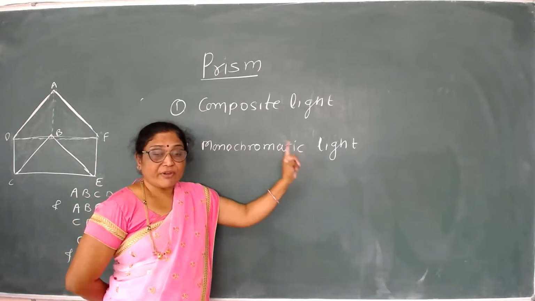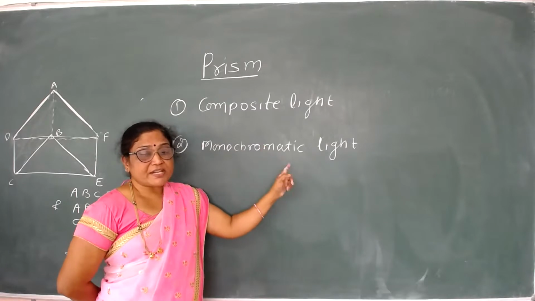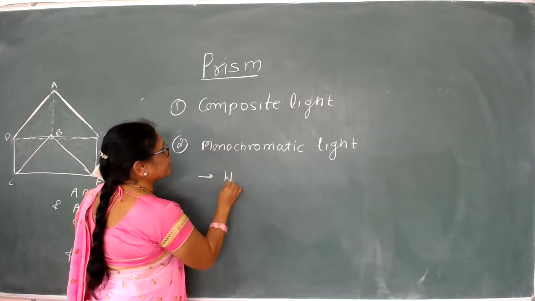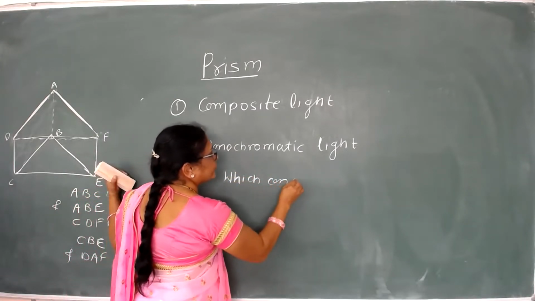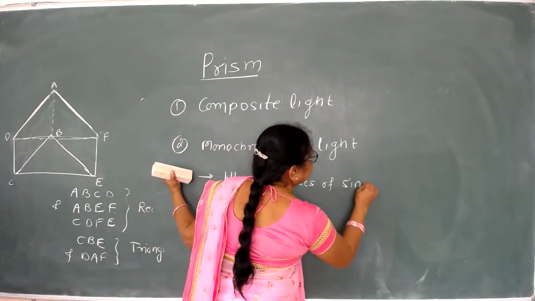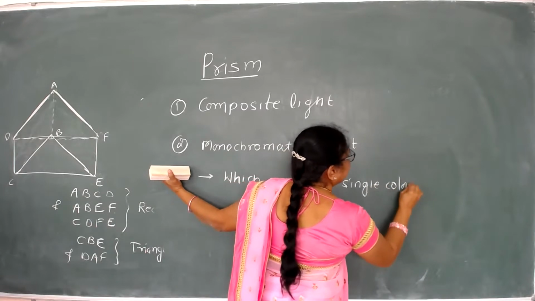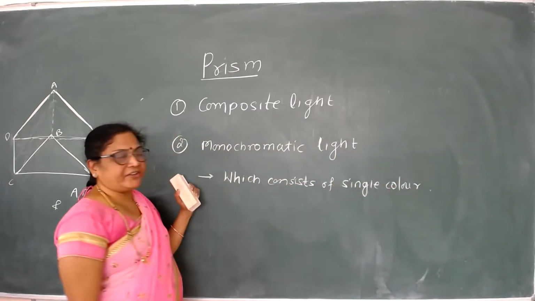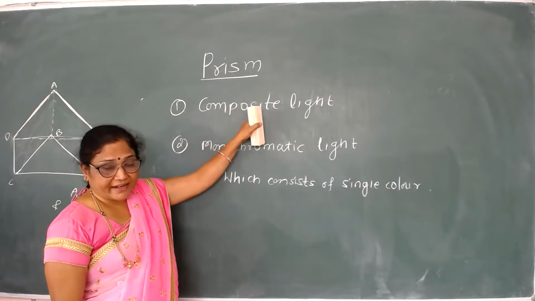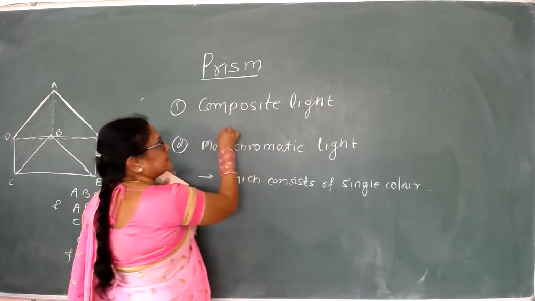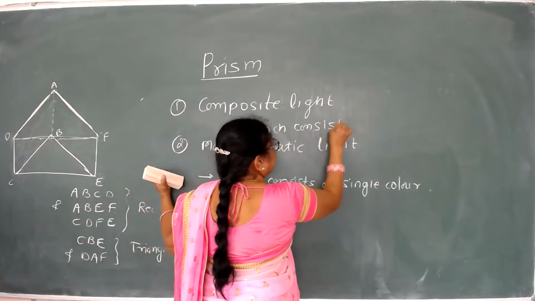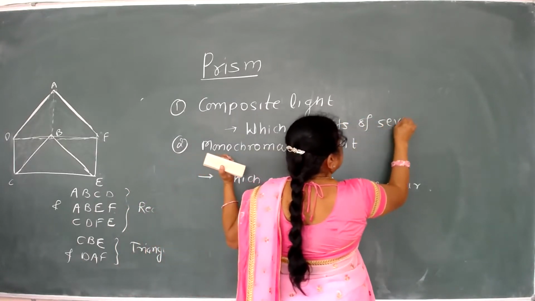Monochromatic light is that which consists of a single color, which consists of a single wavelength, such as red, green, violet. There is only one color. But composite light is that which consists of several colors.